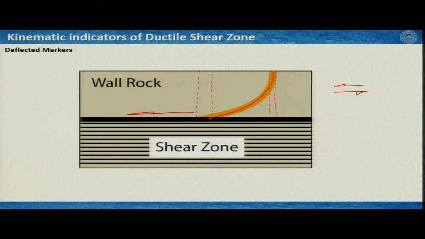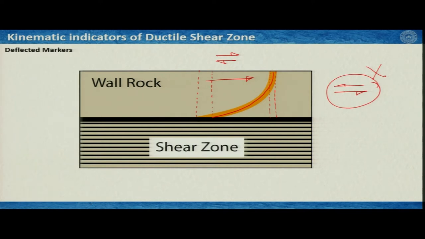The marker line was initially here and it got deflected to this side because of the movement within the shear zone, which is happening in this way. So the wall rock is moving this way, and therefore this marker, which has undergone deformation in the shear zone, we certainly can figure out that if I draw like this or conclude like this, this is wrong. This is actually a dextral sense of shear.